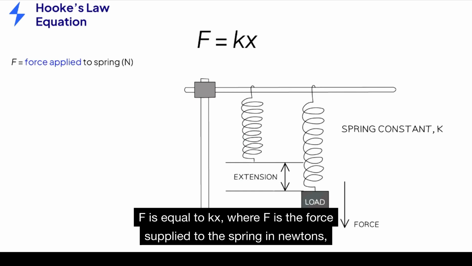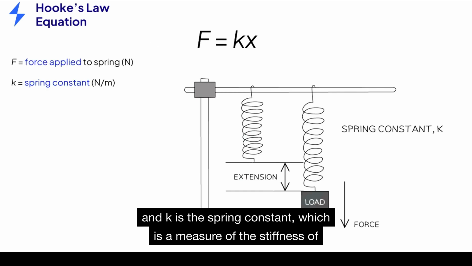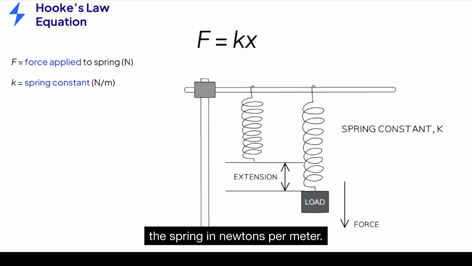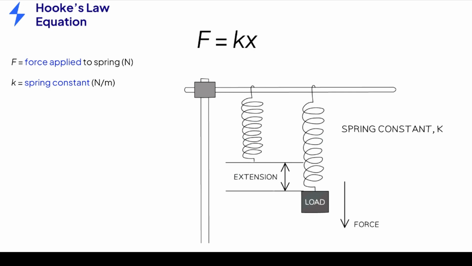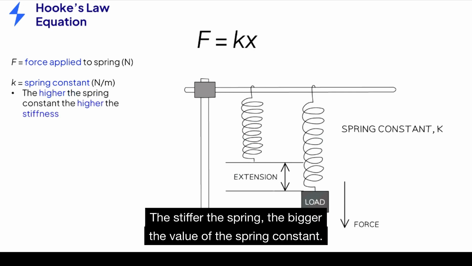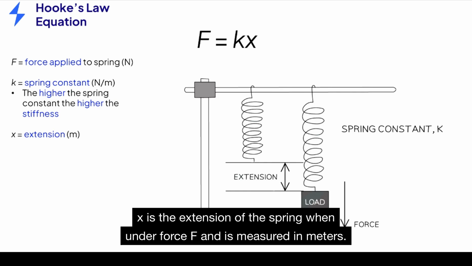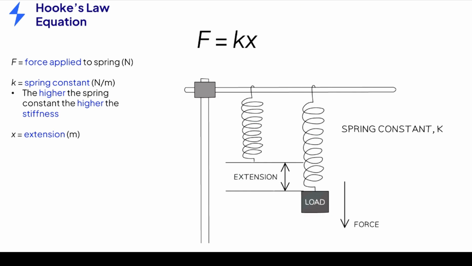Hooke's law can also be described by the equation F = kx, where F is the force applied to the spring in newtons, and k is the spring constant, which is a measure of the stiffness of the spring in newtons per meter. The stiffer the spring, the bigger the value of the spring constant. x is the extension of the spring when under force F and is measured in meters.